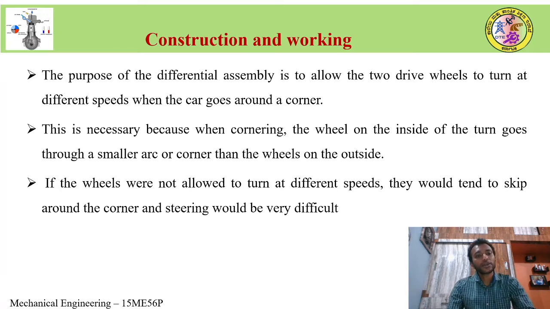Now, to understand the purpose of this differential assembly: the purpose is to allow the two drive wheels to turn at different speeds when the car goes around a corner. When a car has to turn, the wheels have to run at different speeds. This is necessary because when cornering, the wheel on the inside of the turn goes through a smaller corner than the wheel on the outside. If the wheels were not allowed to turn at different speeds, they would tend to skip around the corner and steering would be very difficult.